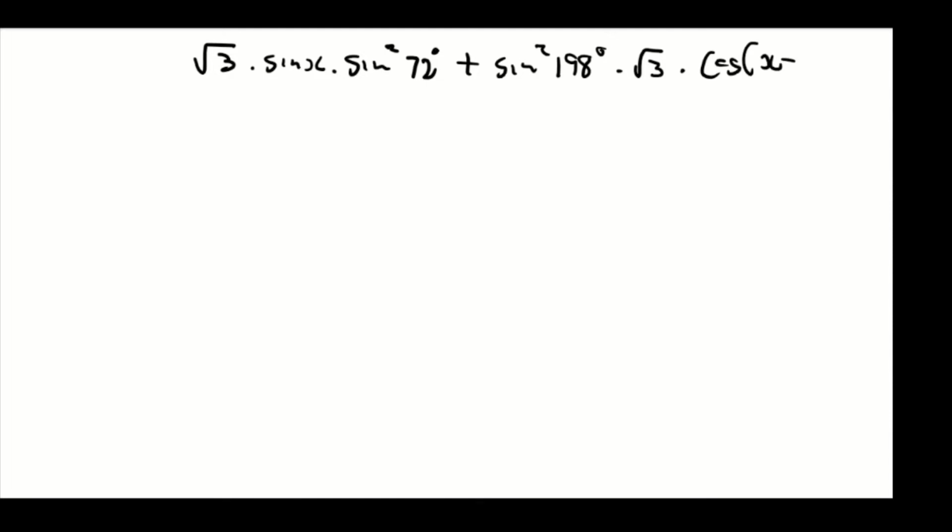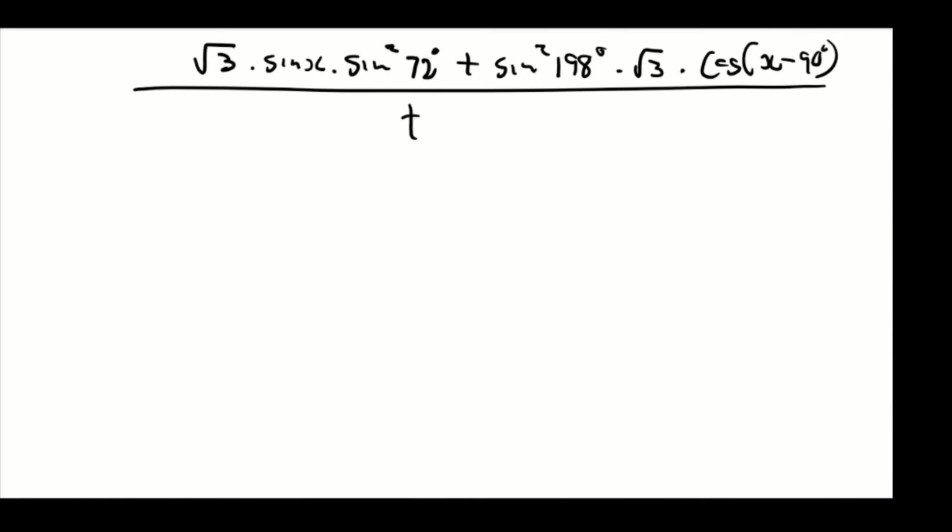So we're having root of 3 multiplied by sine of x multiplied by sine squared of 72 degrees plus sine squared of 198 degrees multiplied by root of 3 multiplied by cos of x minus 90 degrees. Then we divide by tan of 120 degrees multiplied by sine of x, right? So what I can see in this problem is we can eliminate sine of x.